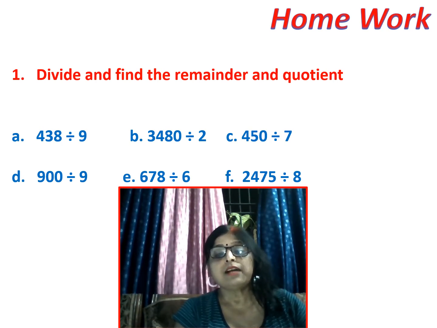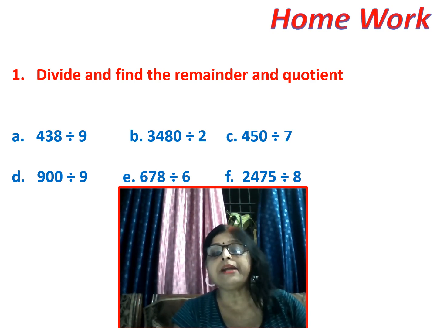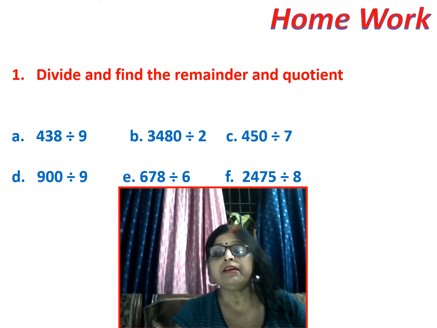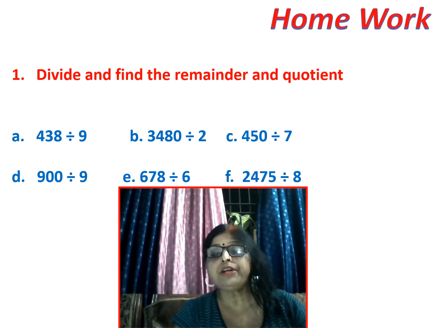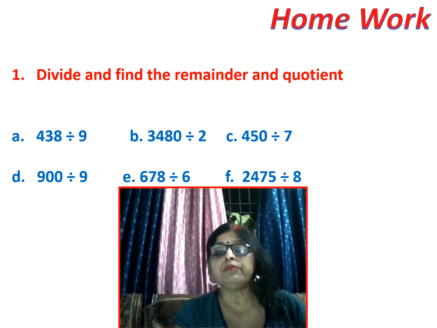Already classwork is completed. Now I am giving you the homework. Your question is given here. Divide and find the quotient and remainder. You will solve the division and then in the last you have to write the quotient. For quotient you have to write Q and for remainder you have to write the R. And then in this way you have to write the answer and complete the work.